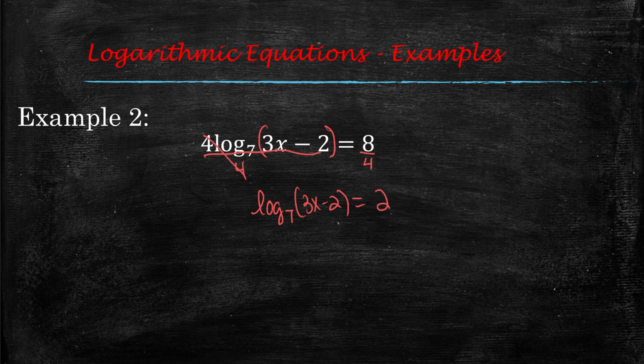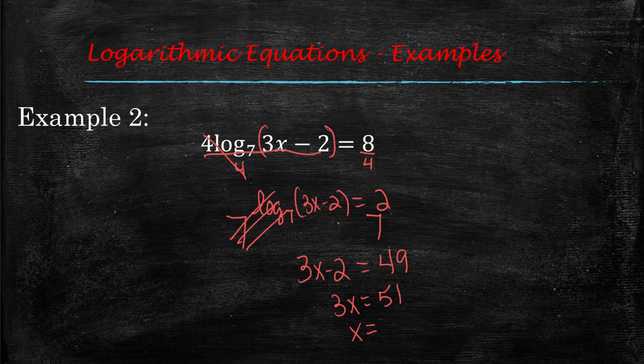Now your log is by itself, so you would need to exponentiate using the base and do that on both sides. So this would cancel off your log base. You would just have 3x minus 2. And then 7 to the second power is 49. And you would add 2. So 3x equals 51. And then divide both sides by 3. So that would give you 17. And that would be your answer for x.